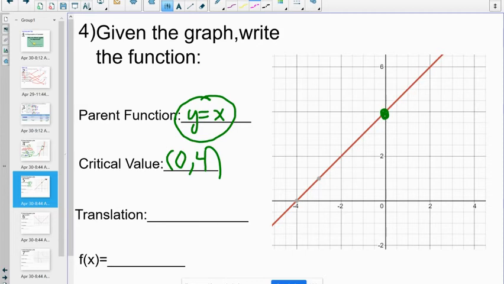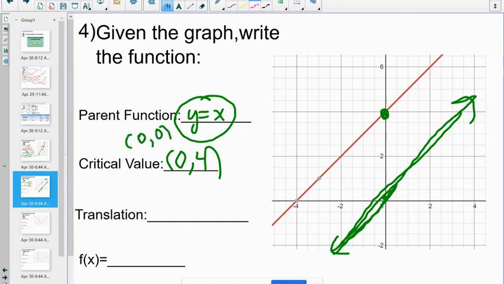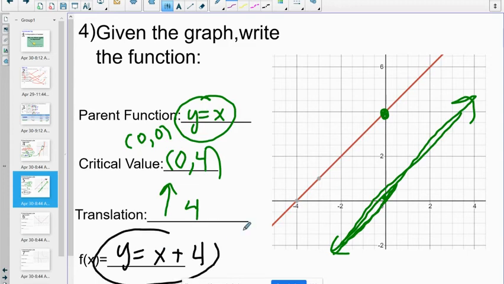Normally that critical value means where the function starts to change direction. But since it's linear, it doesn't ever change direction. It's going the same line the whole way through. So for our translation, remember, our normal one would have crossed through right here at 0, 0. So our original ordered pair would be 0, 0, but the new one is 0, 4, so it's just going up 4. So now our new equation is y equals x, since it's up, plus 4. And that would be your equation for this line here.